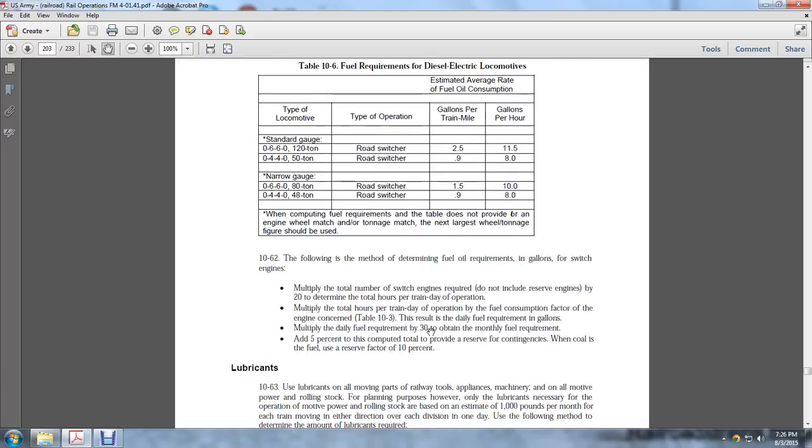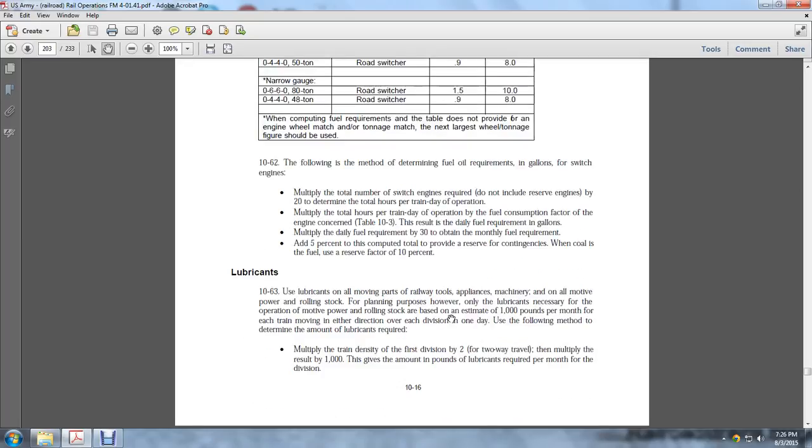The following is the method of determining the fuel oil requirements in gallons for the switch engines. Multiply the total number of switch engines required, not including the reserve engines, by 20 to determine the total hours per train day of operation. Multiply the total hours per day by the fuel consumption factor for the engine found in Table 10.3. The result is the daily fuel requirement in gallons. Multiply the daily fuel requirement by 30 to obtain the monthly requirement. Add 5% of the computed total to provide a reserve for contingencies. When coal is used in the field, use a reserve factor and percentage as in 1063.